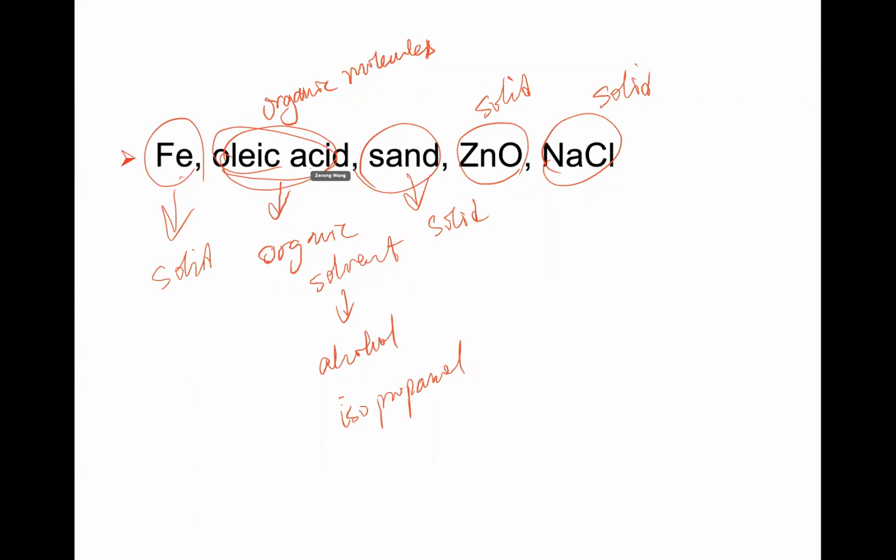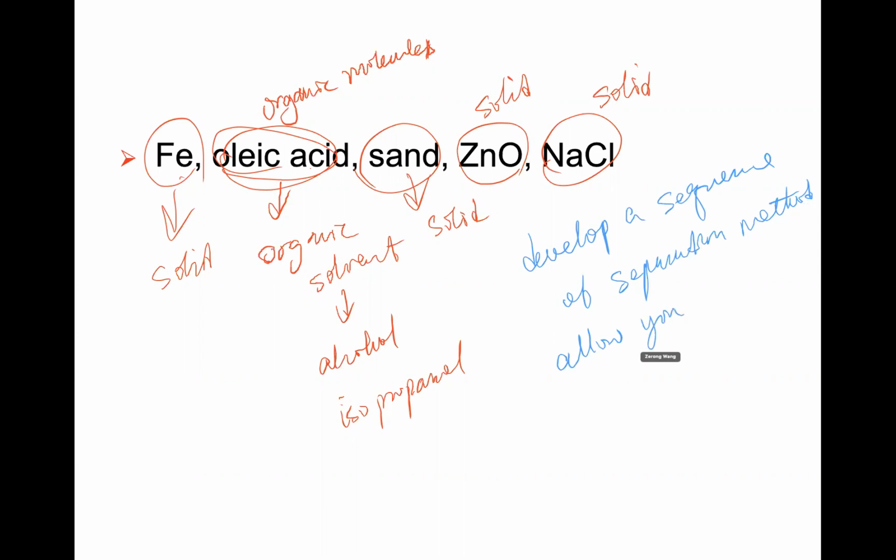So once you have the mixture, you need to develop, let's see, a sequence of separation methods that allow you to separate them one component at a time. So each time you will separate one out from the others.